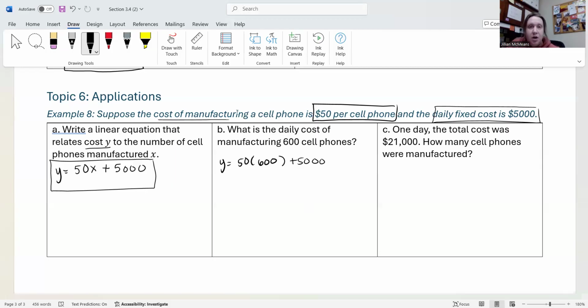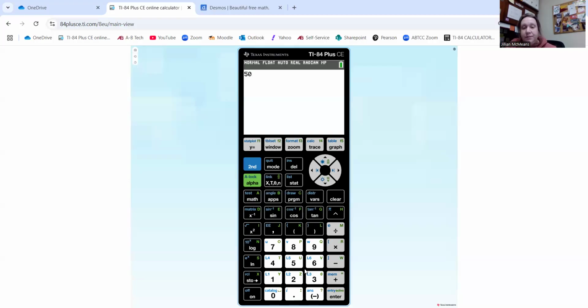Let's go to the calculator. I hope I still have that up. I have Desmos up. Let's see. I can pull up the calculator here. So we want to take 50 times the 600. That's how many cell phones we were going to make. That's going to be $30,000. And then from there, it's pretty easy to add the 5,000. So let's go back to the worksheet.